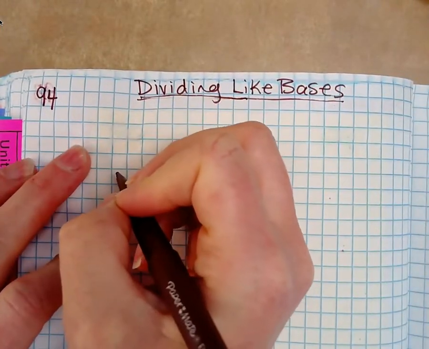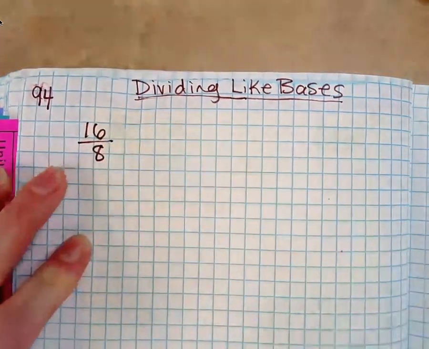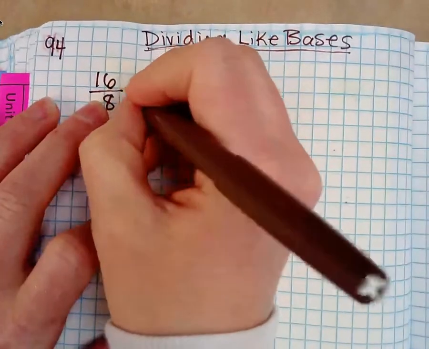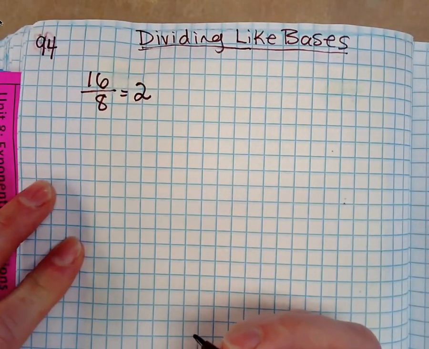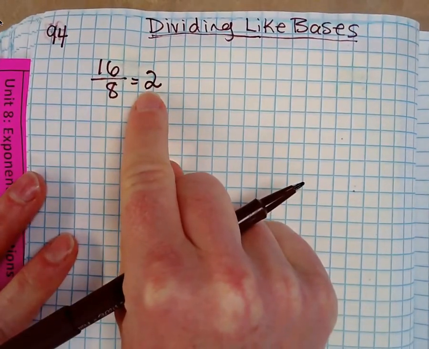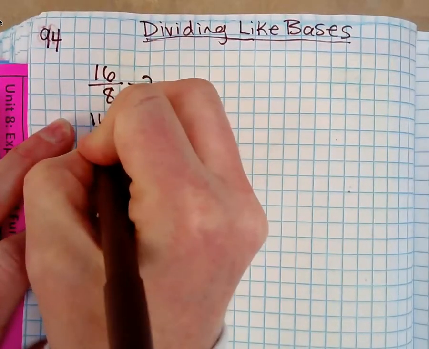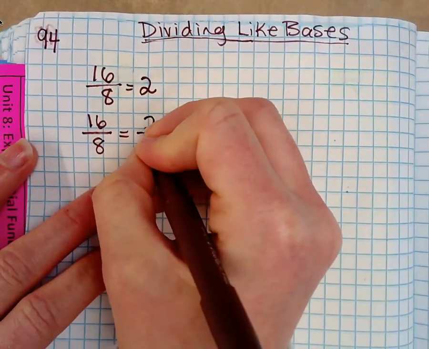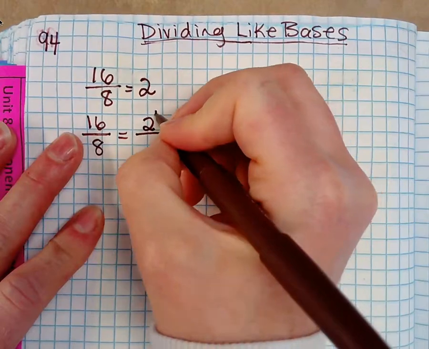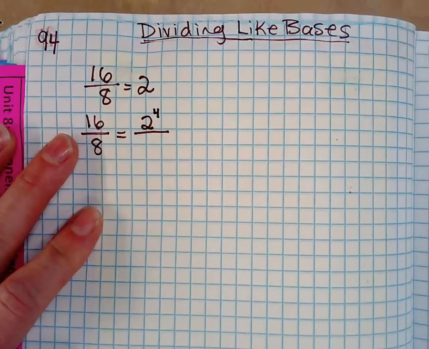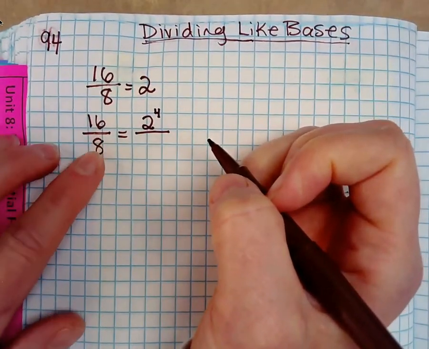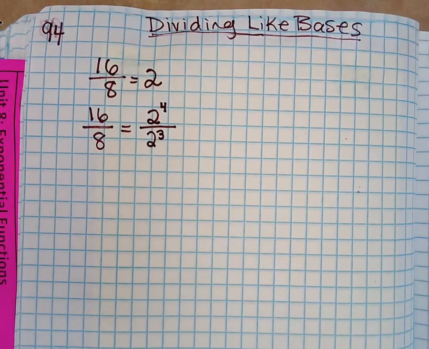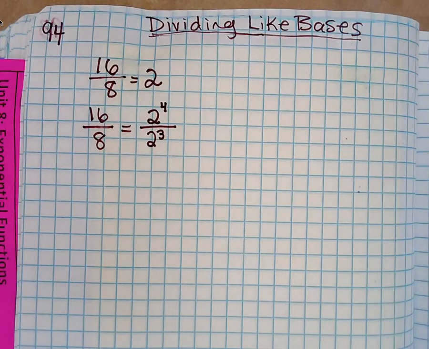All right, our first problem is 16 over 8. We can do this in our heads, right? What's 16 over 8? Yeah, 2. Let's rewrite 16 with a base of 2. So 16 over 8, but we're going to rewrite it in the form of a base of 2. It's 2 to the 4th is 16. 2 times 2 is 4. 4 times 2 is 8. 8 times 2 is 16. And then 8 is 2 to the 3rd. So we're rewriting it with the same base, like bases.